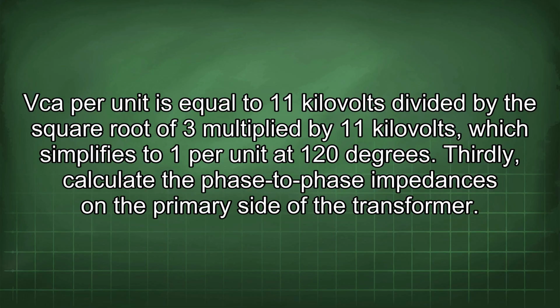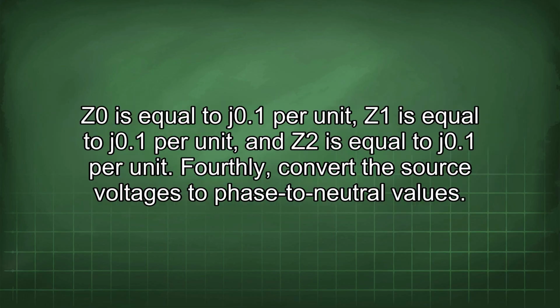Thirdly, calculate the phase-to-phase impedances on the primary side of the transformer. Z0 is equal to j0.1 per unit, Z1 is equal to j0.1 per unit, and Z2 is equal to j0.1 per unit. Fourthly, convert the source voltages to phase-to-neutral values.